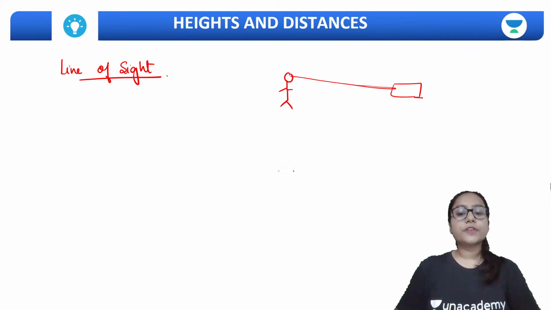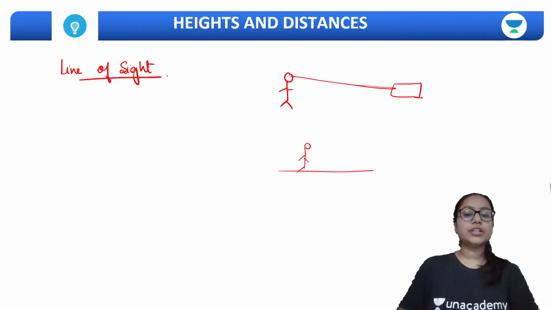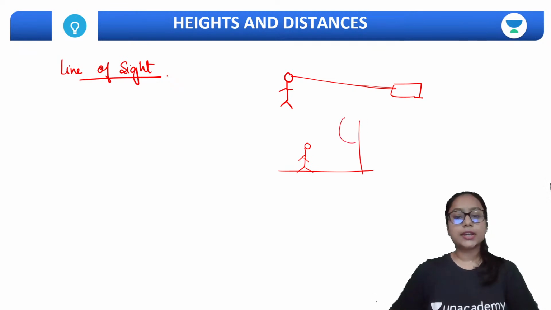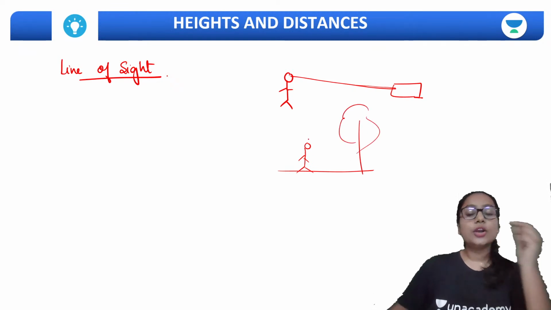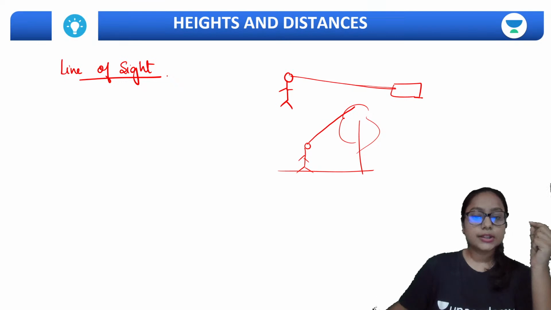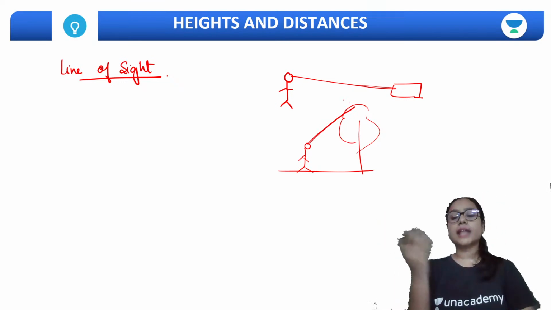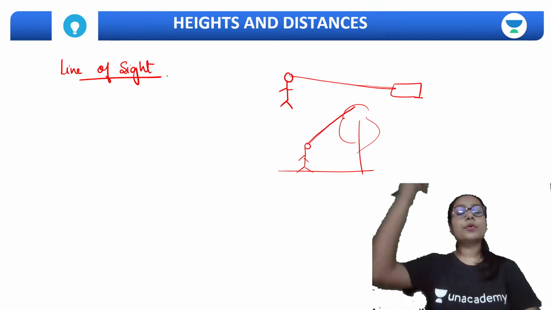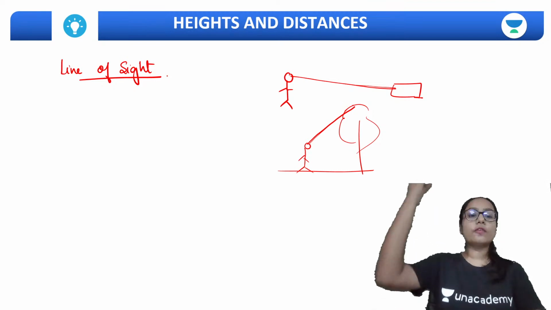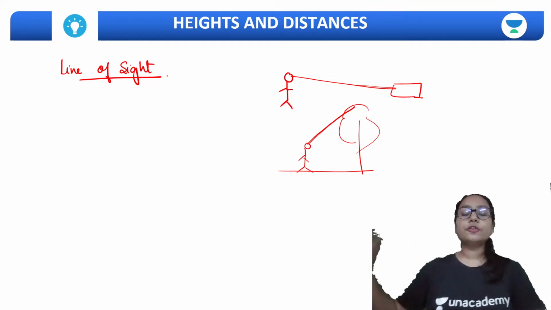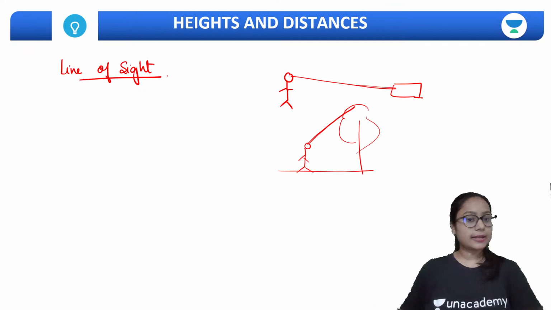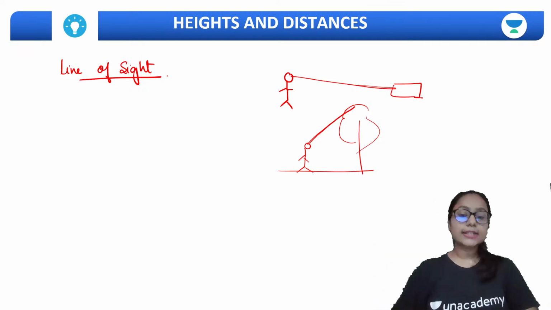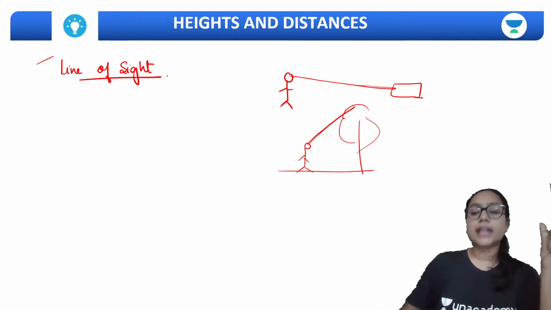Suppose you're walking on a road and there is a tree here. And you're looking at the top of the tree. So this line is your line of sight. Suppose you're standing on the roof of a building and from there you look down on a car that is passing by. So the straight line that is formed is known as the line of sight.